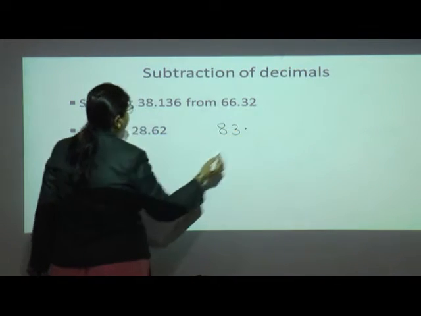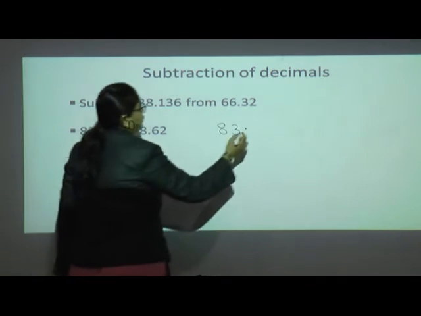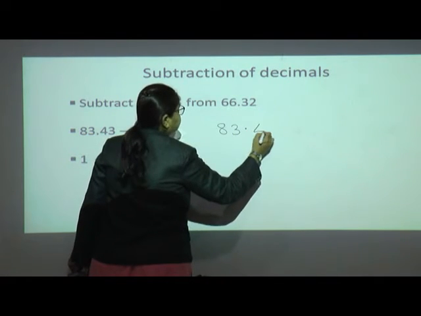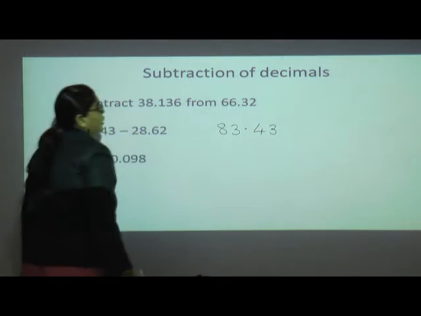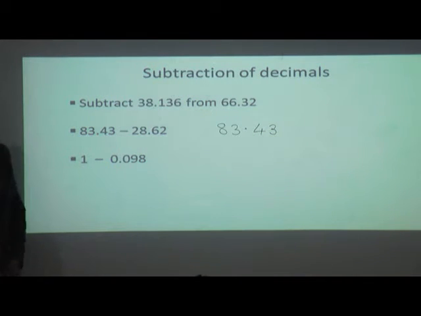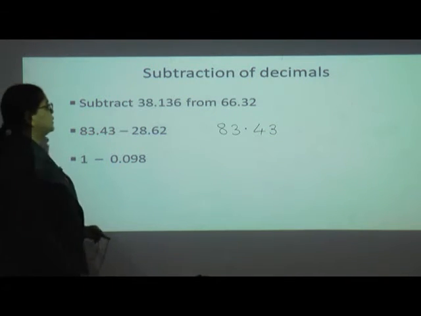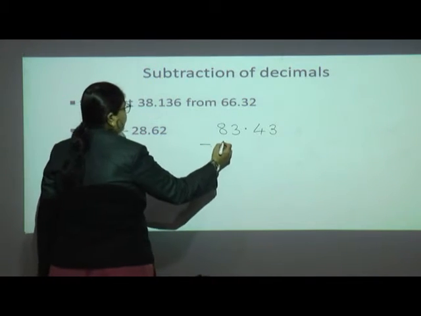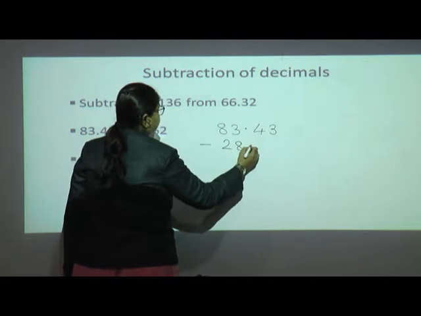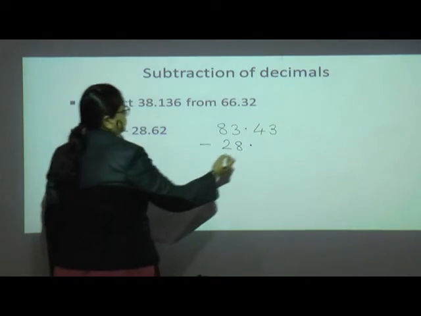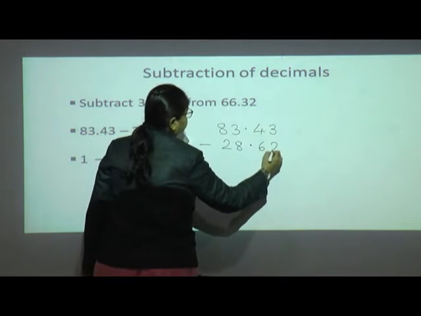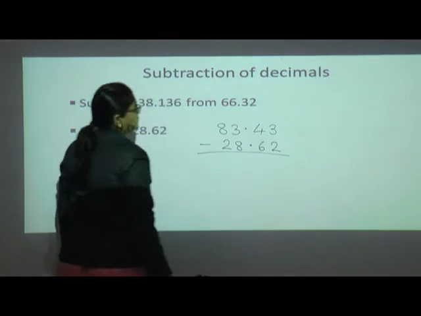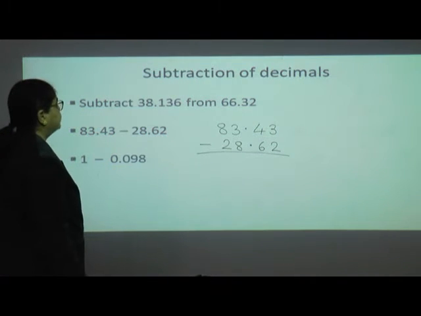I have taken both types of examples, so it will be easier to understand. If you are having any confusion, it will get clear. So it is 83.43 minus 28.62. Sorry, I'm sorry, it is 28.62.